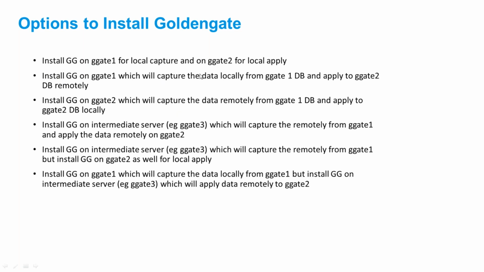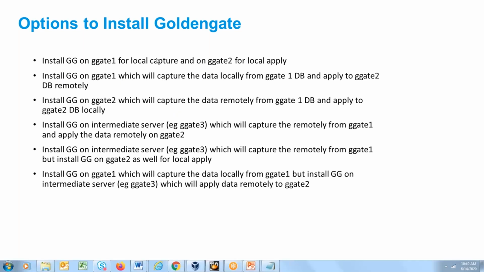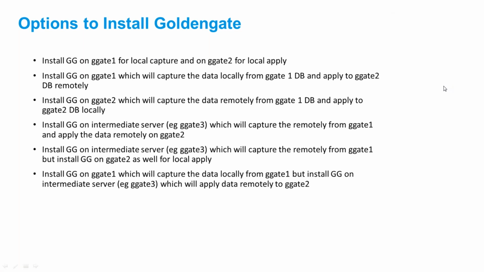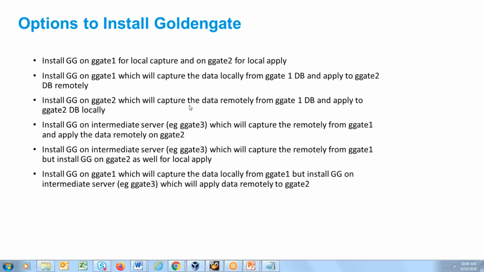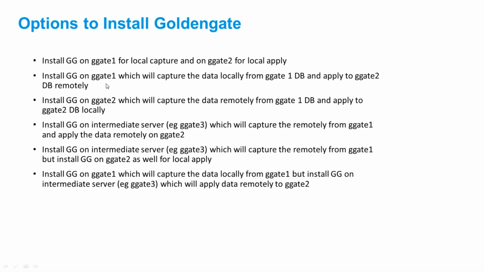So in the first option, you had two installations of Golden Gate, right? One on ggate1 and another one on ggate2. Now in the second option, you install Golden Gate on ggate1, which will capture the data locally from the ggate1 database and apply to the ggate2 database remotely. So here we require only one Golden Gate installation, on ggate1, which captures the data locally and applies it remotely.